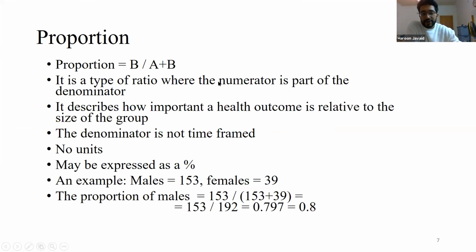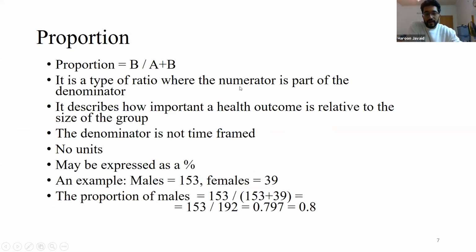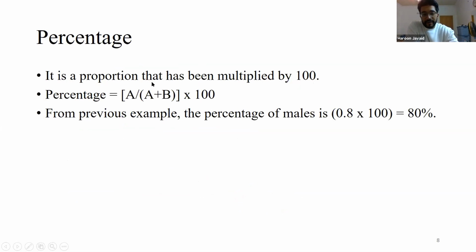Proportion, we already covered this. So proportion is basically a type of ratio where the numerator is part of the denominator, and the health outcome is relative to the size of the group. It's not time framed again, and it has no units. So why does proportion have no units? Because units at the top and the bottom will be the same, so they'll be canceled out. But it may be expressed as a percentage because they are proportions of each other. Okay, percentage literally means multiplying the proportion by 100.